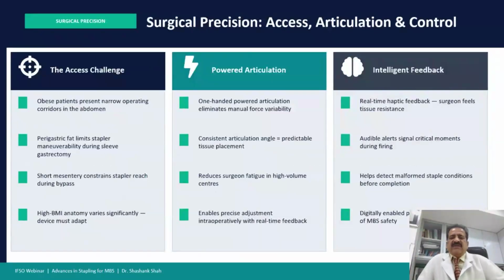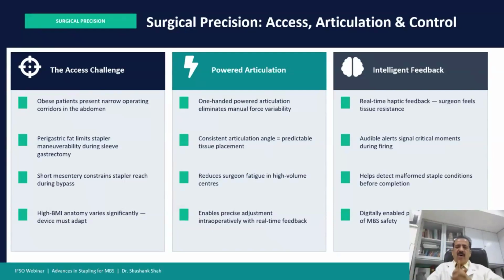Now, surgical precision: access, articulation, and control. As we know, there are challenges in patients with morbid obesity. Maybe Asian, Indian patients are sometimes short, so the space inside may be narrow, the mesentery may be thick and fat laden, and to open the stapler inside, you need some space. Higher BMI patients need a different articulation, different ergonomics altogether.